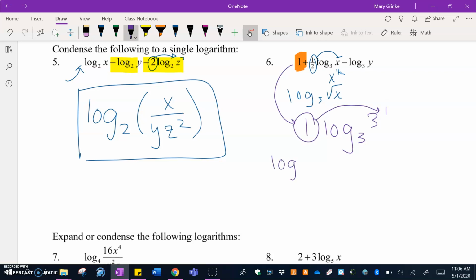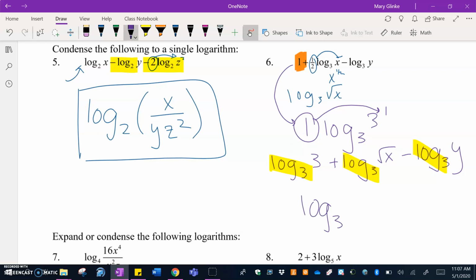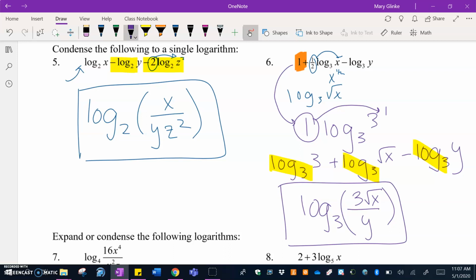So I get log base 3 of 3 plus log base 3 of the square root of x minus log base 3 of y. Now all of these have the same log base 3. Now I can combine them all together. So it's log base 3. I do see a minus sign, which means it's going to be a fraction. The 3 and the square root of x are in the numerator, and the y is in the denominator. And as well, you can take both of these answers and try to expand them and see if you get what you started with for those ones.